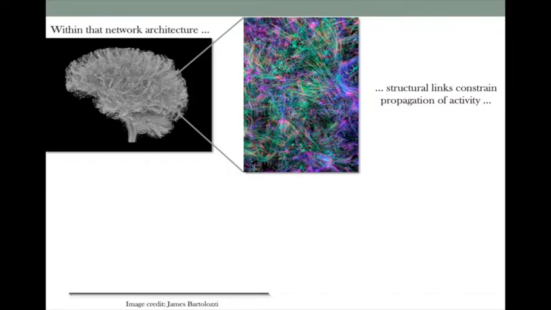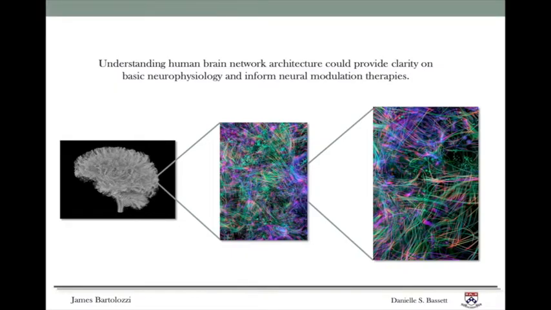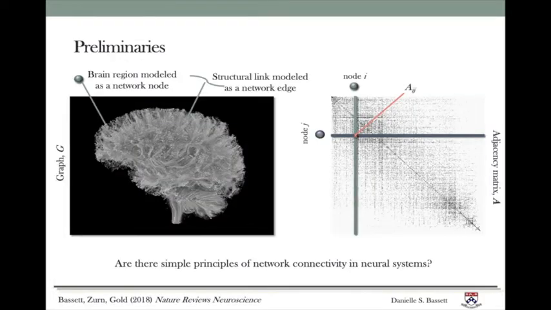Within that network architecture that we observe, these structural links physically constrain the propagation of activity at this very, very large scale, and in a manner that is dependent on the link topology. Understanding human brain network architecture, therefore, could provide some clarity on the basic neurophysiology and inform neuromodulation therapy. So if we can understand how this network architecture constrains large-scale propagation of activity, that could help us to understand how to intervene. Now, to get started on some of the basics of this approach, I wanted to just go through some preliminaries.